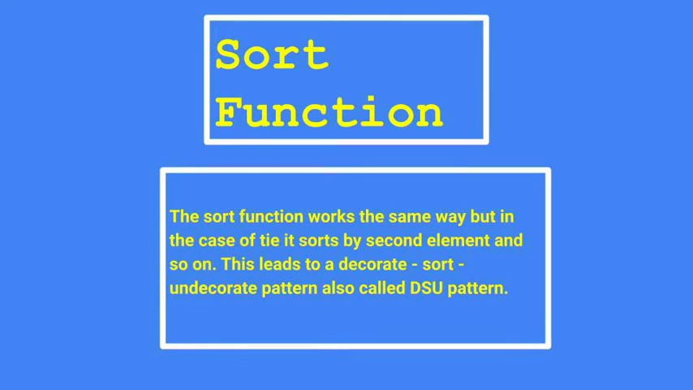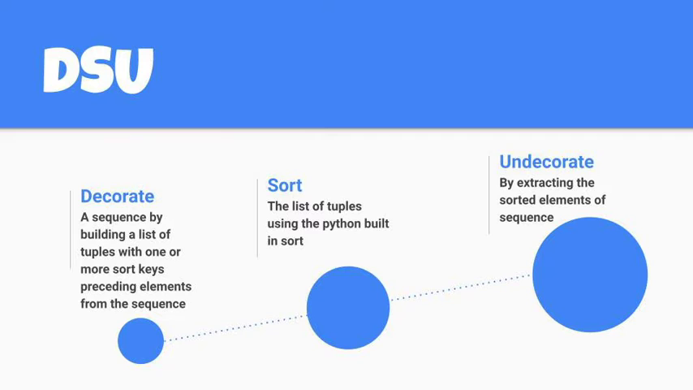The sort function basically does the same thing, the only difference being that it sorts when there is a tie in the form that the second value receives precedence and so on. Leads us nicely onto the DSU. DSU is comprised of three parts: decorate, sort, and undecorate.